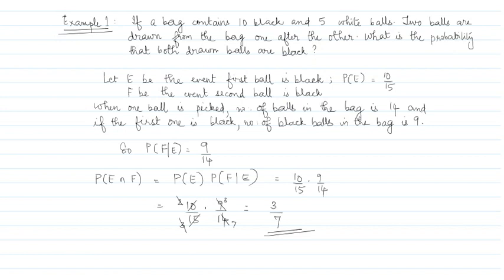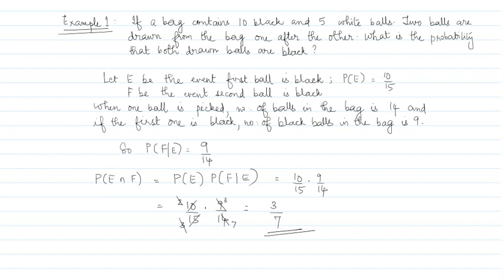Okay, now what changes have happened here? When you pick a ball from the bag, the number of balls in the bag reduces by 1 and it becomes 14. And now you're already told that the first one is black, then the number of black balls would also have reduced to 9. So P of F, given that E has occurred, I mean in the first pull it is a black ball, then P of F given E would be 9 on 14.